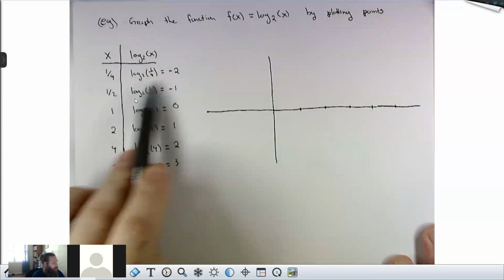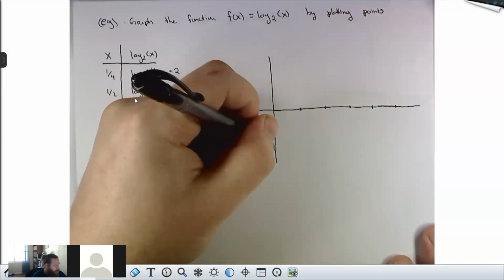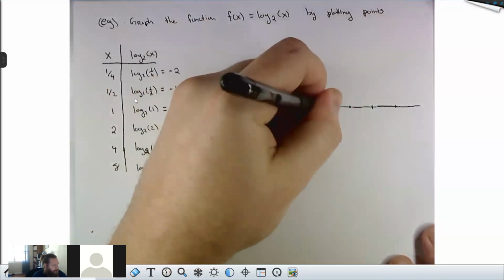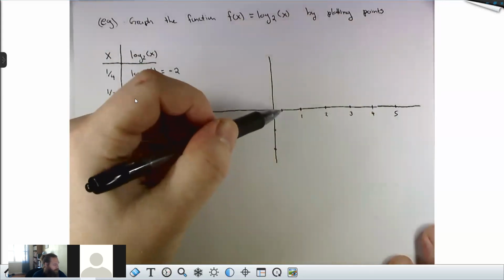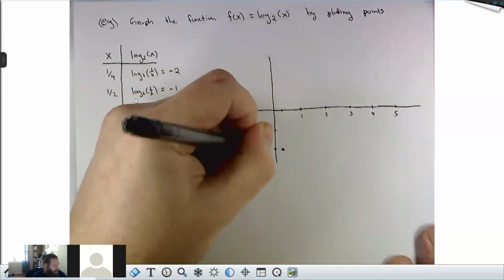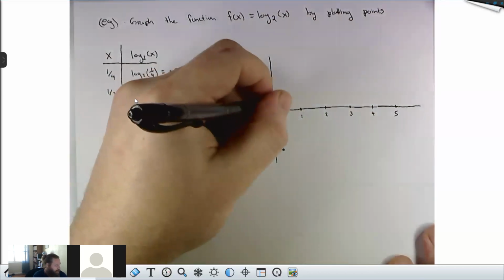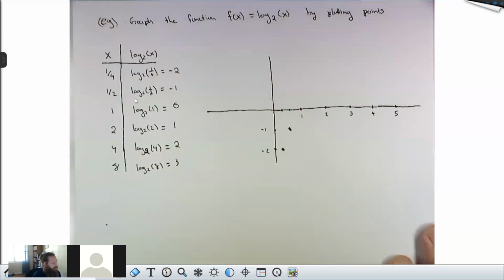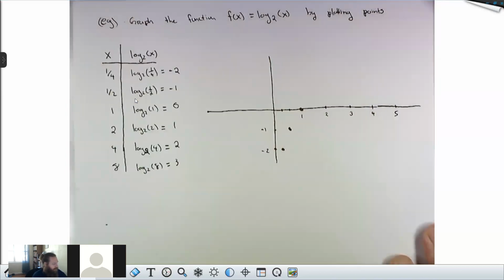So this line right here tells me that the point 1/4, comma, -2 is on my graph. So I come down to 1/4, which is right here. If this is 1, 2, 3, 4, 5, 1/4 is a quarter of the way to 1. So 1/4, comma, -2 right here. And then 1/2, comma, -1. That's like right here. 1, comma, 0. Right here. 2, comma, 1.